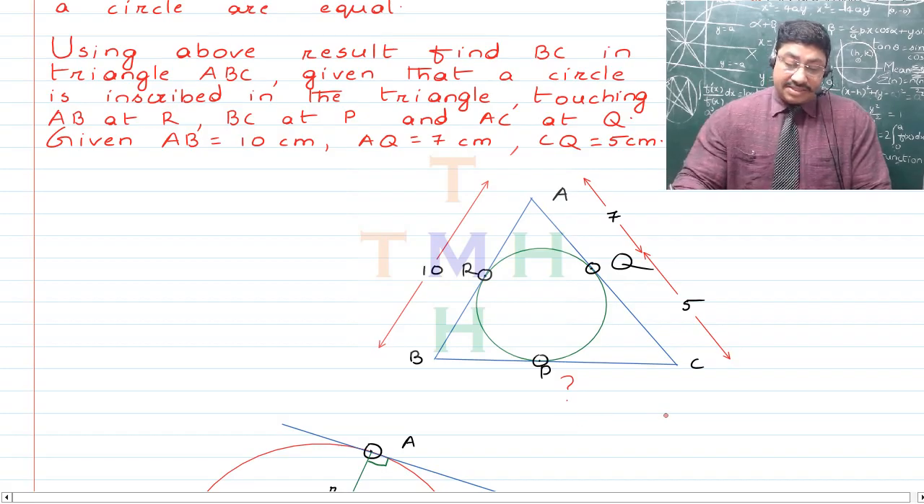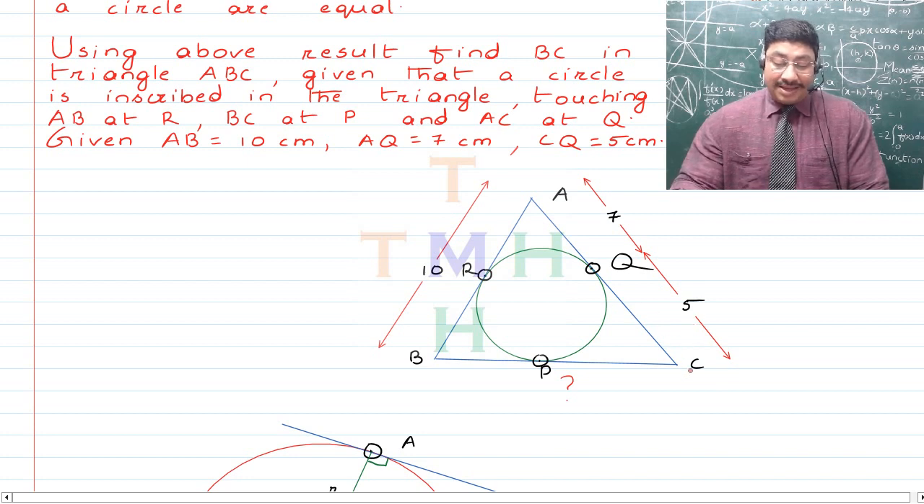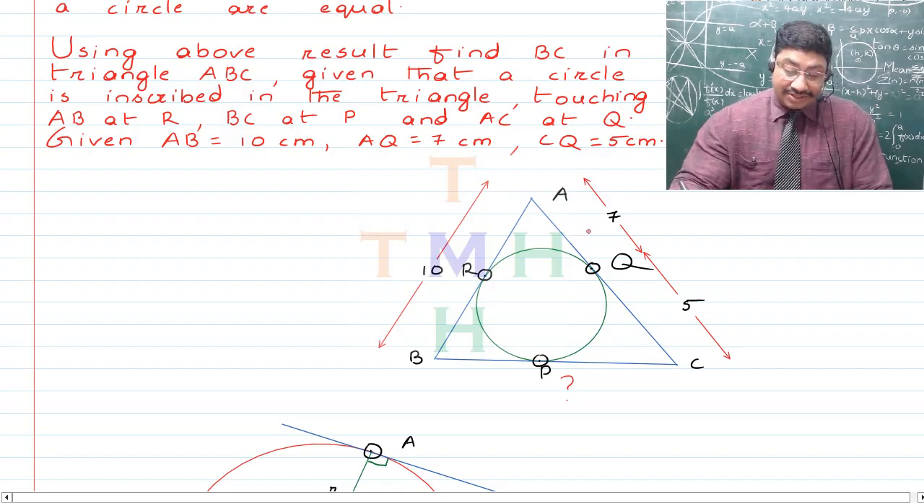We've been given that the length of AB is 10, the length of AQ is 7, and the length of CQ has been given to us to be 5, as properly marked in this figure. As you know, the length of a tangent drawn from an external point to a circle will be equal, so this length is going to be equal to this length. Thus if one length is 7, the other length is also going to be 7, so both of these are going to be 7 in length.